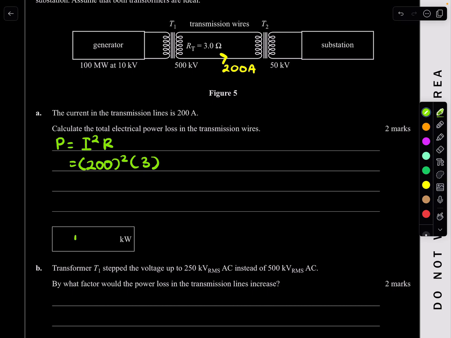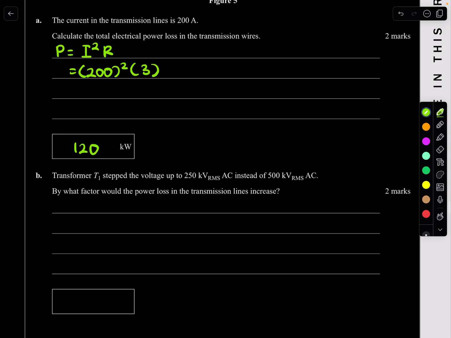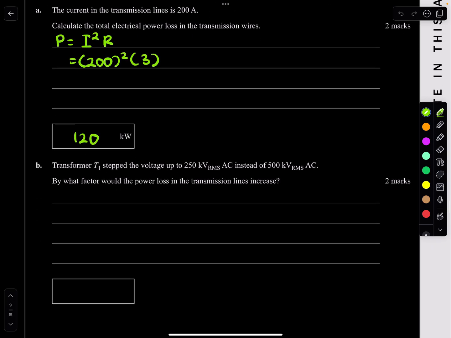So it gives us 120 kilowatts. And yeah, that's it. Next question. Transformer T1 stepped up the voltage to 250 kilovolts instead of that 500. So okay, we're not doing 500 anymore. We're doing 250. So we've halved the voltage.